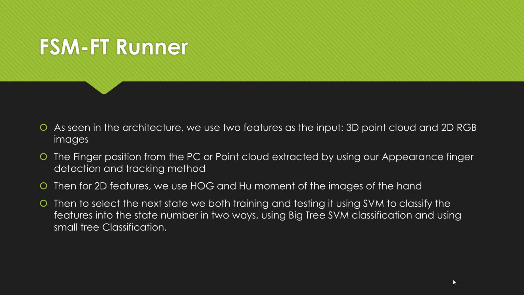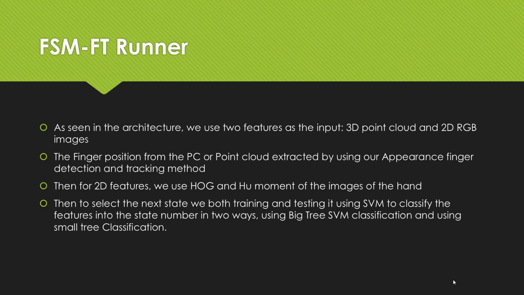As seen in the architecture, we use two features as the input: the 3D point cloud and the 2D RGB image. The finger position from the point cloud is extracted using our previous finger detection and tracking method. Then for the 2D feature, we use the HOG and Hu moments of the image of the hand.